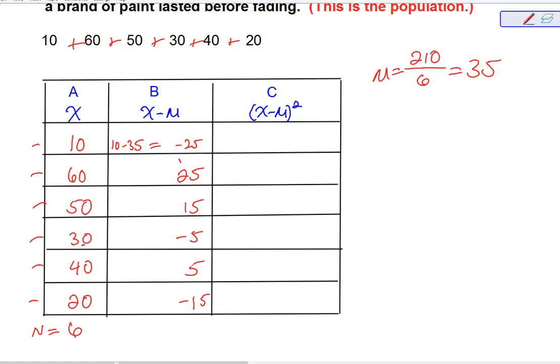Now I'm going to take these numbers and square them. So I'm going to take negative 25 squared, and remember that all your final numbers in column C need to be positive. So that's going to be a positive 625. So this will be 625. 15 squared is 225. Negative 5 squared is a positive 25. This will be a positive 25. And this is a 225.